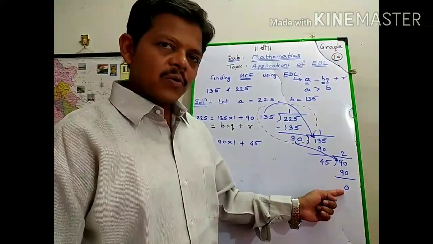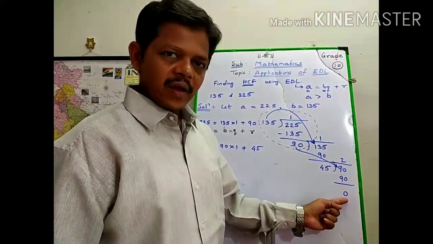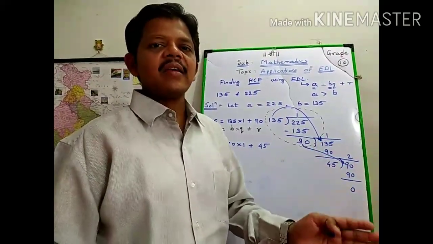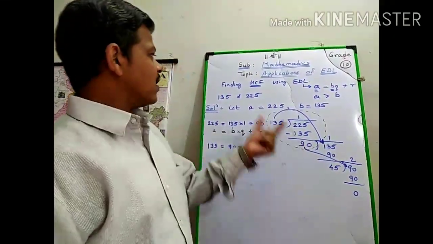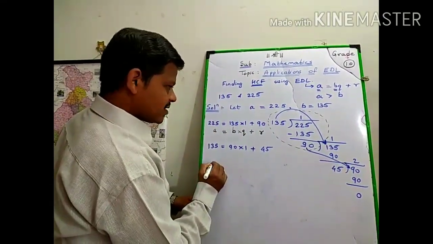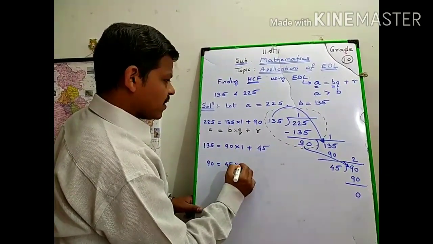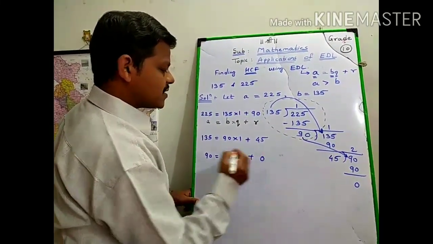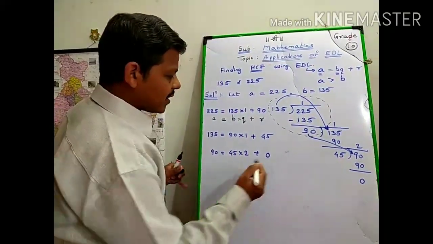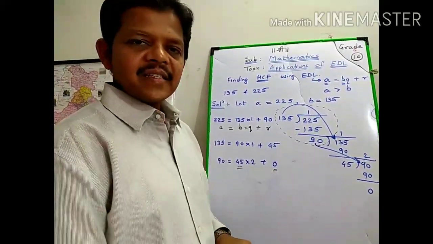Whenever R equal to 0, B is the HCF. So in this case, R is 0 over here. So 45 becomes the HCF, that is highest common factor of given two numbers. So let me write the third step over here. The third step is 90 is equal to 45 into 2 plus 0. Whenever the remainder is 0, the divisor becomes the HCF.